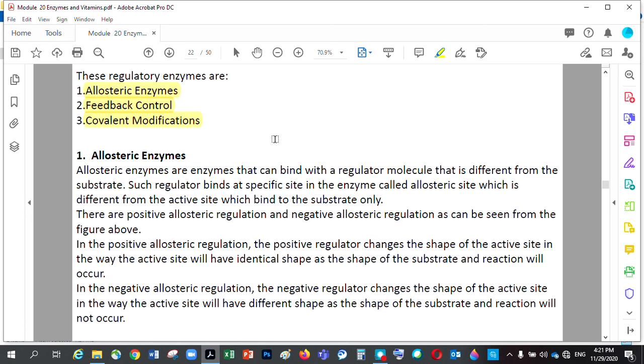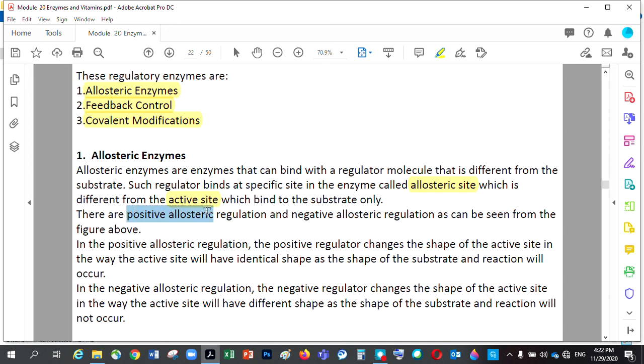In the allosteric enzymes, they have a site that combines with a regulator molecule that is different from the substrate. The molecule can be an activator or an inhibitor, correct? They bind to a specific site in the enzyme called the allosteric site, which is different from the active site. It's not the active site, but it controls the shape of the active site, correct? So if you have an activator, it will shape it to fit positively and the reaction will occur. If you have an inhibitor, the active site shape will be different from the incoming substrate and no reaction will happen.